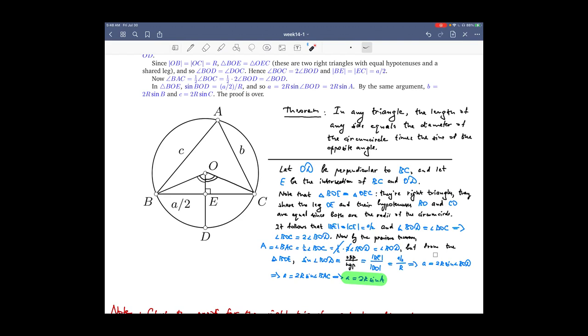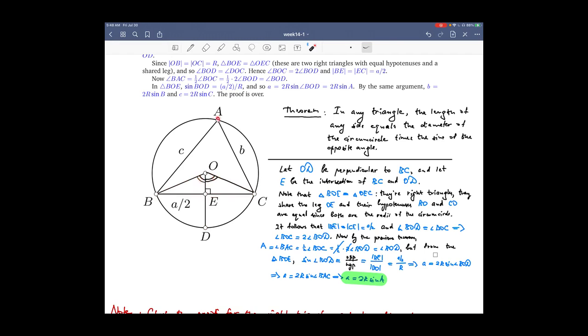Also, the angles BOD and DOC, as lying opposite equal sides in equal triangles, are equal. So that implies that the angle BOC is twice the angle BOD, because these two are equal.